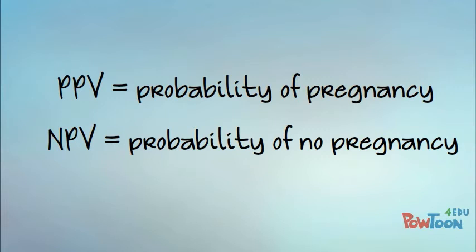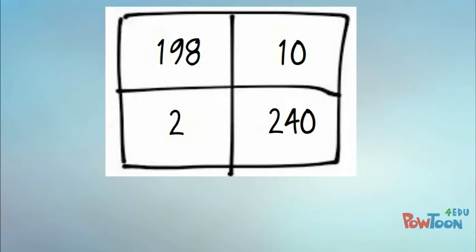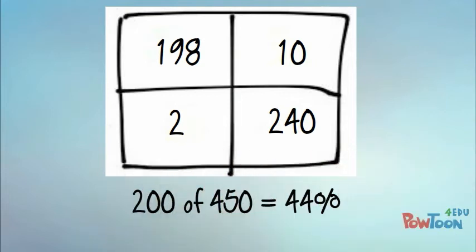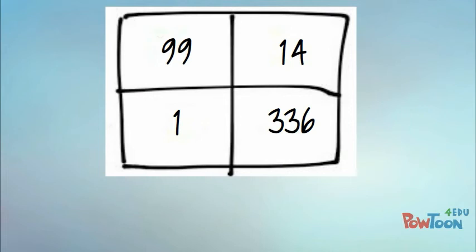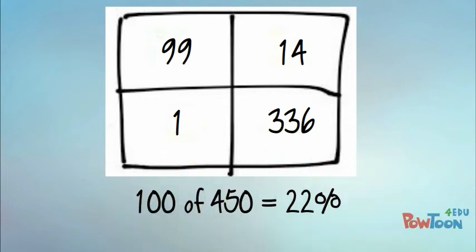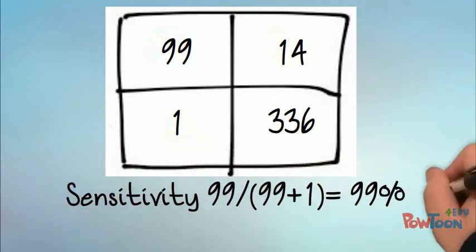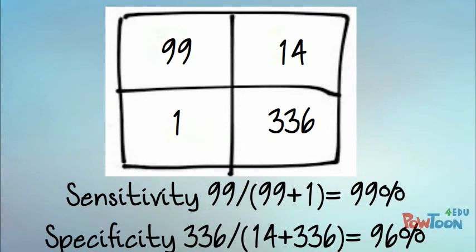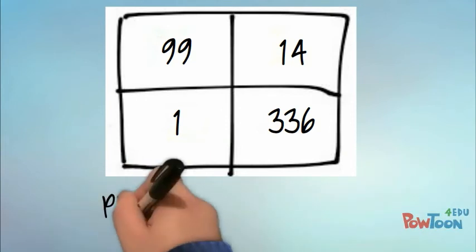within a population. Let's look at a diagnostic accuracy study performed on two populations with a different prevalence of pregnancy to illustrate this. In our initial study, 200 out of 450, or 44% of women were pregnant, and the 2x2 table looked like this. If we repeated the study in a population where the prevalence was half at 22%, the table would look like this. Sensitivity and specificity are unchanged, but the positive predictive value has reduced from 95% to 88%.